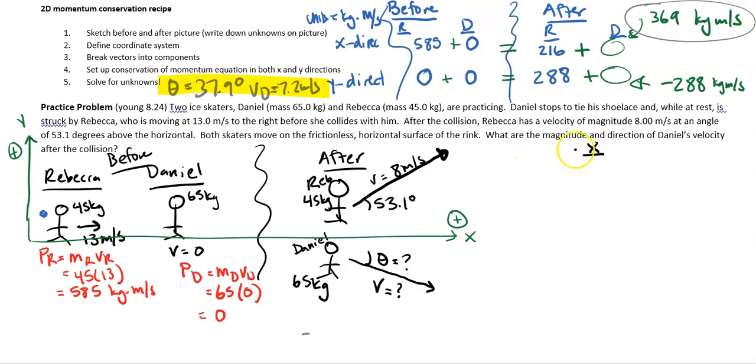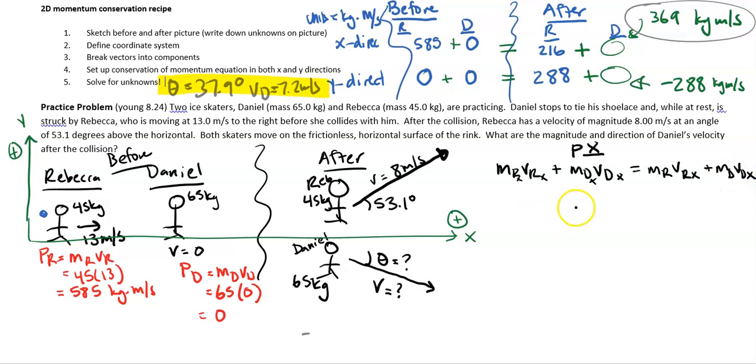So for the x momentum, we have the before and after. So we have mass of Rebecca, velocity of Rebecca, plus what? Mass of Dan, velocity of Dan. And again, this is all the x. Equals what? Mass of Rebecca, velocity of Rebecca in the x, plus mass of Dan, velocity of Dan in the x.